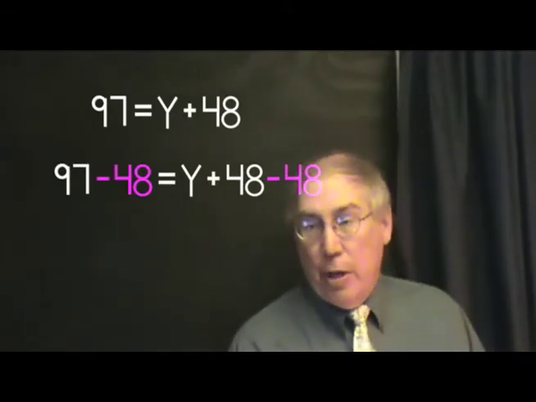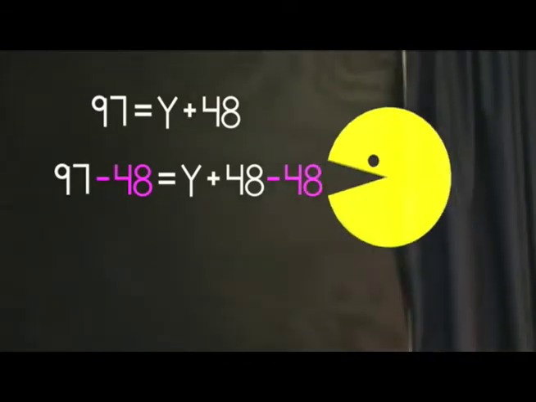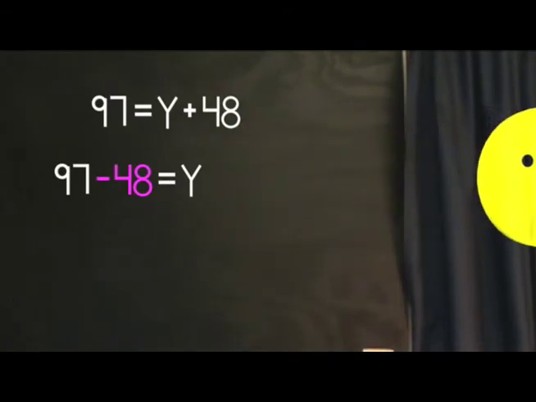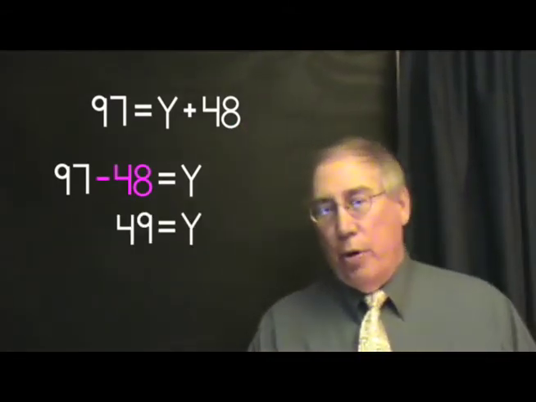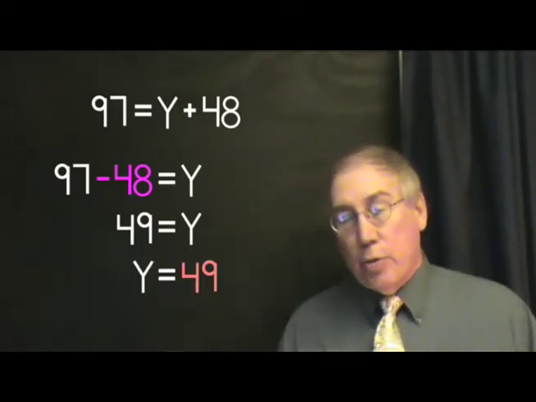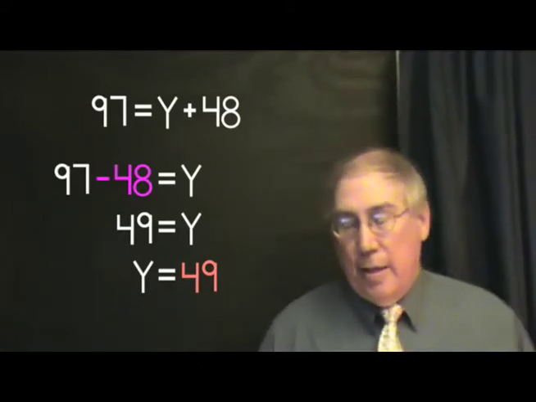So here we're going to subtract 48 from both sides, and we'll eventually get that y equals 49. Now, you can have 49 equals y or y equals 49.